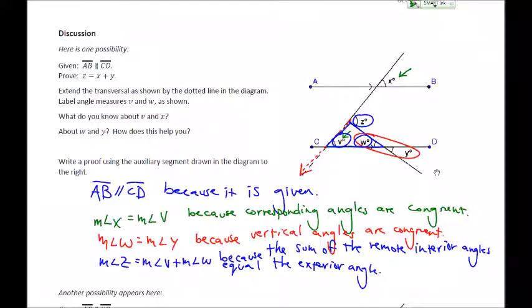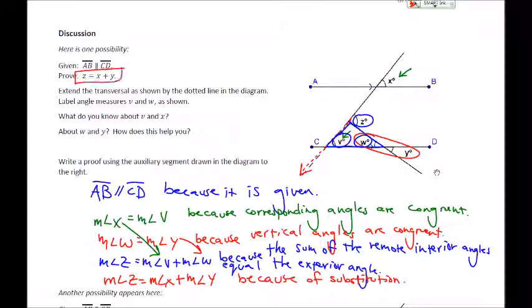Next, we've talked about V and W and Z quite a bit, and we can actually substitute X in for this V, and we can substitute Y in for this W, and what we get is that the measure of angle Z is equal to the measure of angle X plus the measure of angle Y by substitution. And this is exactly what we are being asked to prove, that Z is equal to X plus Y. So that is the end of our proof.